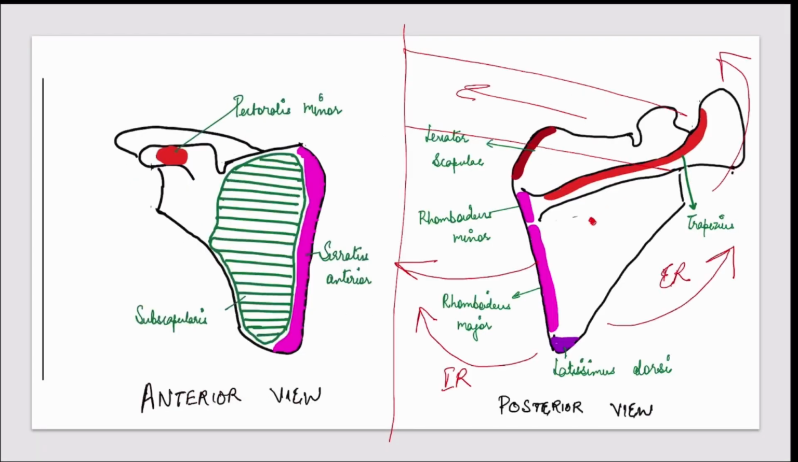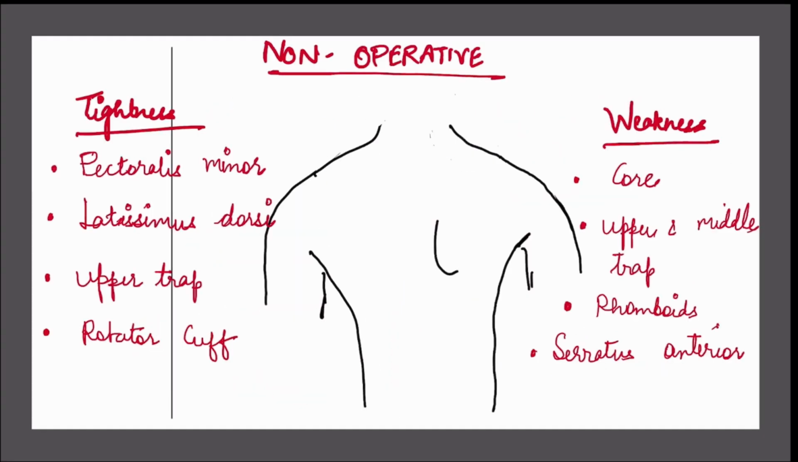So we have almost seen all the movements of the scapula. Now we will see what the muscular causes of scapular dyskinesis are, and these can be treated non-operatively. First, which muscles are tight? First of all, the major culprit is the pectoralis minor, and along with it coracobrachialis can also be tight. So how to diagnose it? The patient will have coracoid tenderness because the pectoralis minor is attached there. So we can diagnose it when the patient has coracoid tenderness.